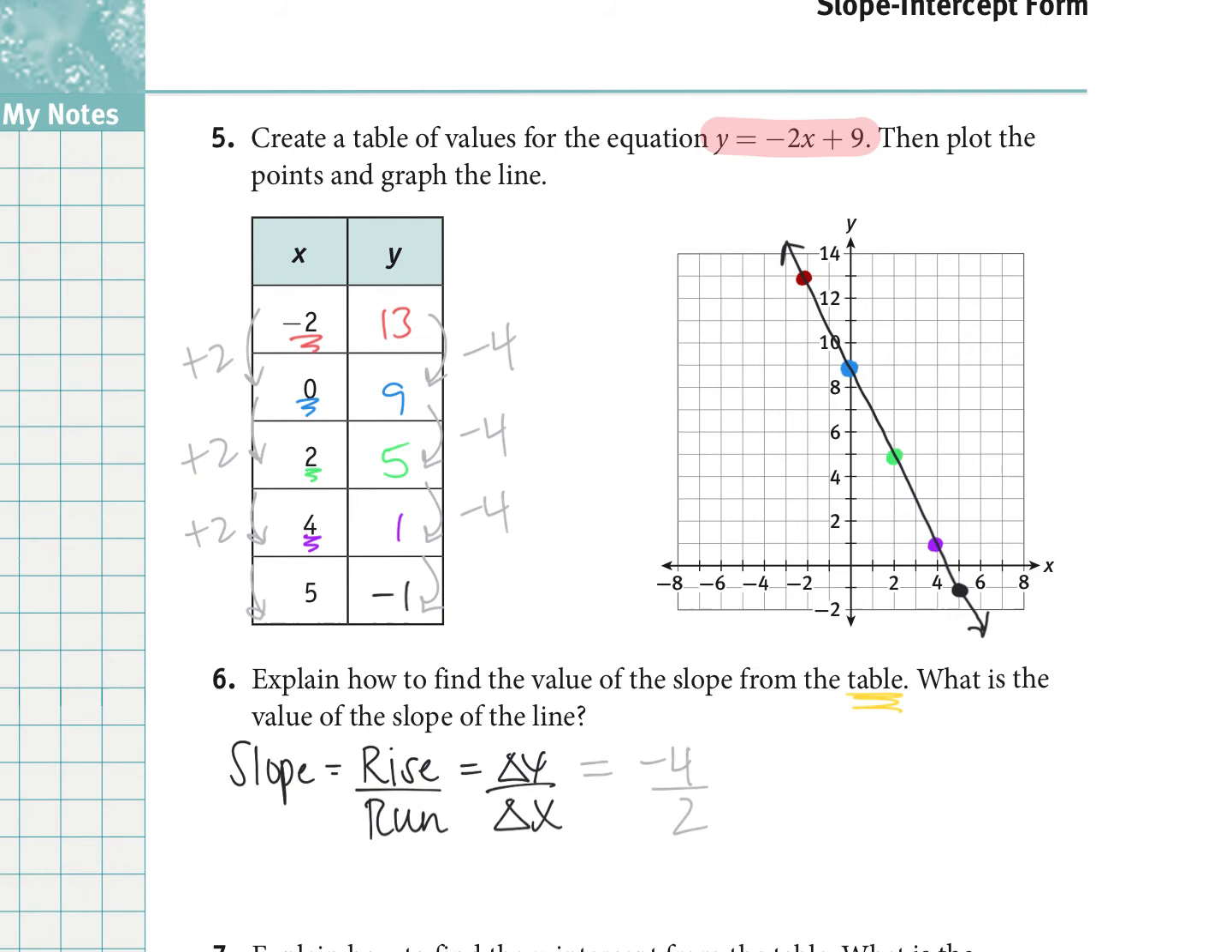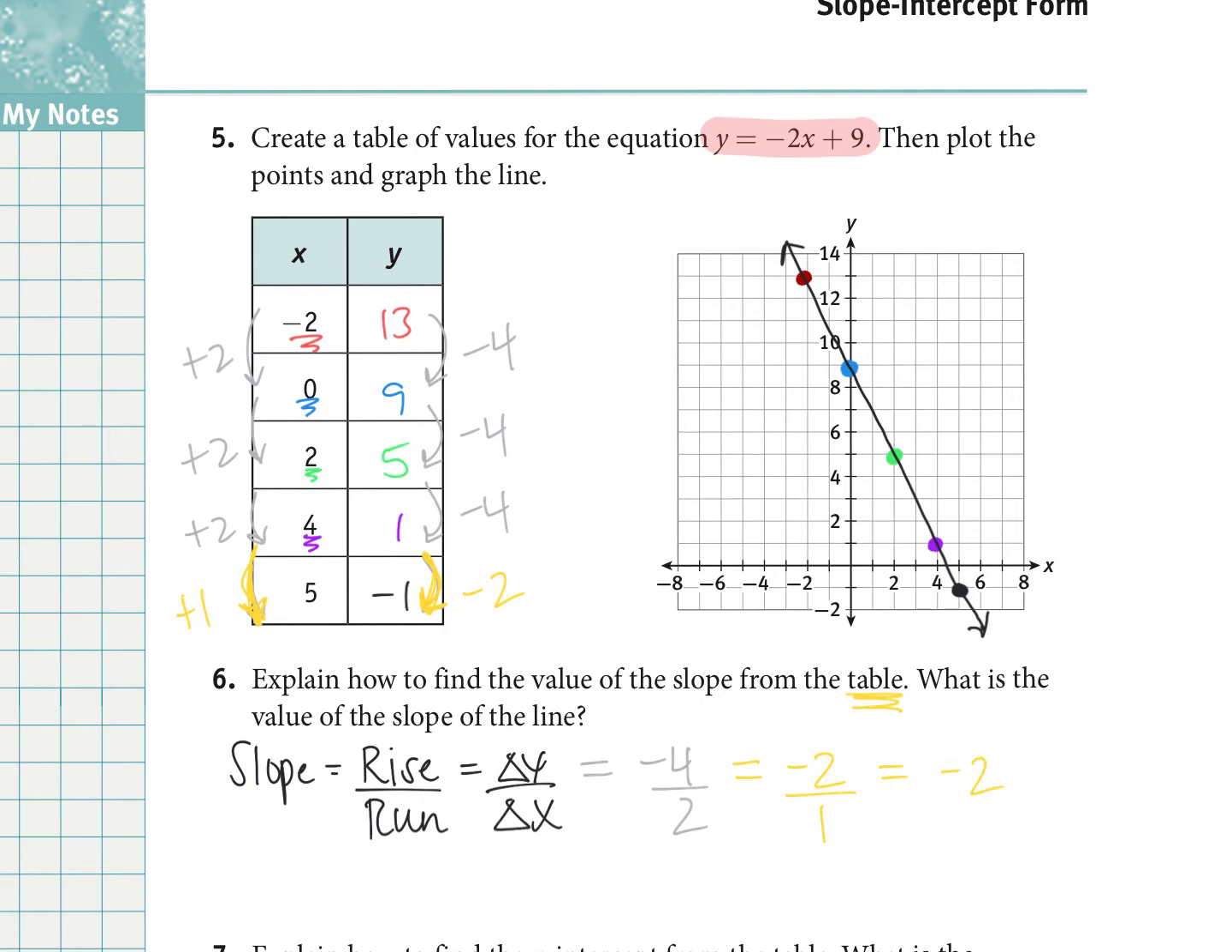Now, what if we switch it up? Look at this. When we go from 1 to negative 1, look what happens. We end up subtracting 2. And when we go from 4 to 5, we end up only adding 1. So think about this. Could we reduce our slope of negative 4 over 2? Yeah, we could. It's the same thing as negative 2 over 1, or we could just say negative 2.